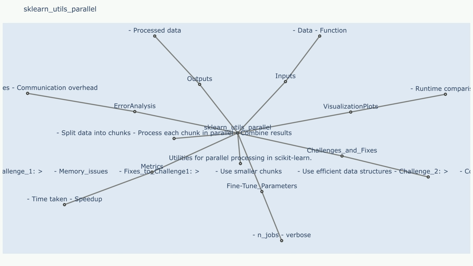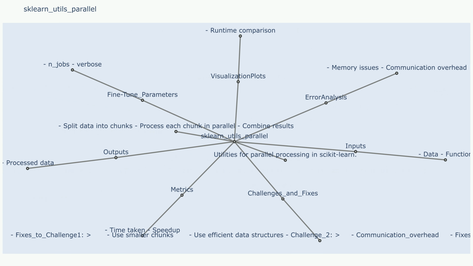sklearn.utils.parallel. Description: the sklearn.utils.parallel module provides tools for parallelizing computationally intensive tasks within scikit-learn. This allows for significant performance improvements, especially when dealing with large datasets or complex models.